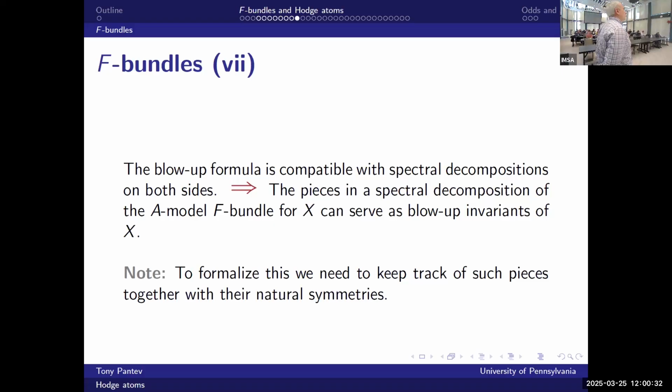The pieces in the spectral decomposition of the A model wave bundle arrange themselves as pieces inside the blow-up decomposition. So that tells you that the pieces in the spectral decomposition can be used as blow-up invariants. And so the idea is to keep track of those pieces together with their natural symmetries and use that as invariants for rational maps or invariants for obstructions to rationality.